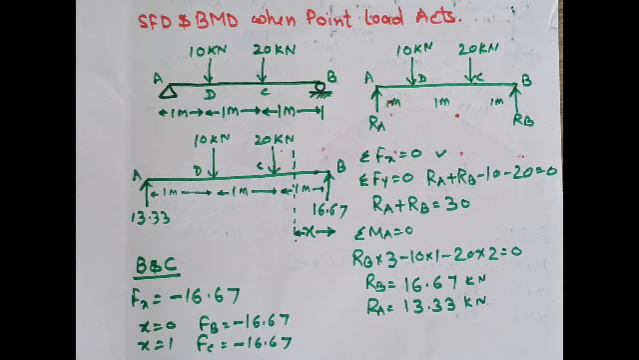So the equation of shear force for this section BC will be Fx equal to minus 16.67. Only one force is there up to the section. Now put x equal to 0 and x equal to 1. Since this minus 16.67 is a constant value, at x equal to 0 and x equal to 1 we will get the values minus 16.67 and minus 16.67.